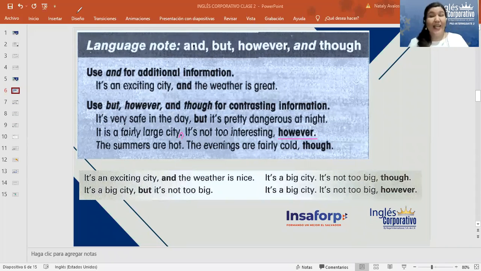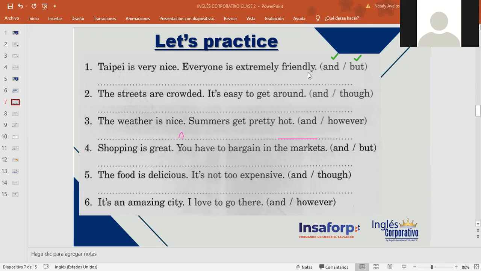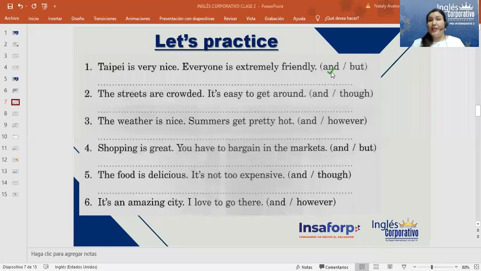Excellent. Let's check a little exercise that I have here for everybody. In this case, we have to choose either and or but to complete the sentence. The first one: Taipei is very nice. Everyone is extremely friendly. So you have to see if you need to use and or but. Are we including information or contradicting? Including. Very good job. So in this case, we are going to use and.